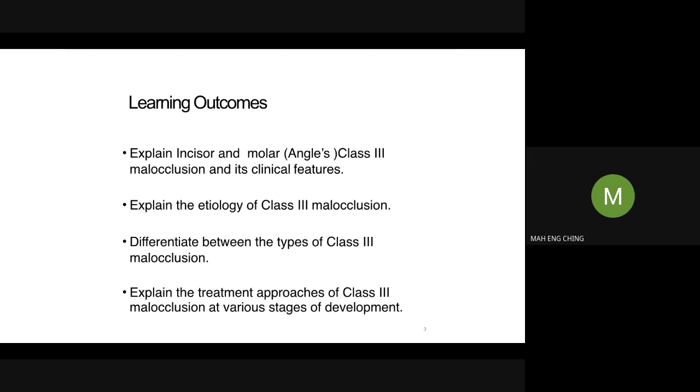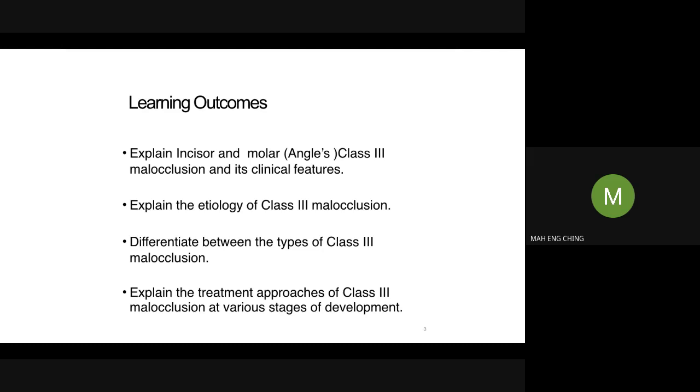Then we come to true class 3, which is a moderate to severe skeletal class 3. This kind of patient is usually best dealt with by a surgical approach, which is orthodontic surgery, either on the upper jaw or lower jaw, or a combination of both.